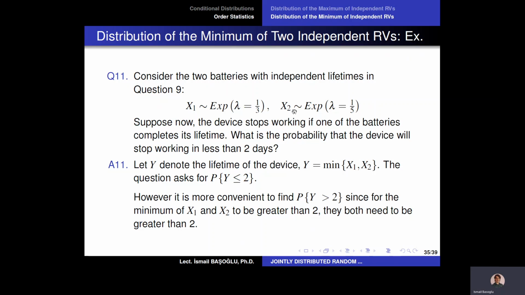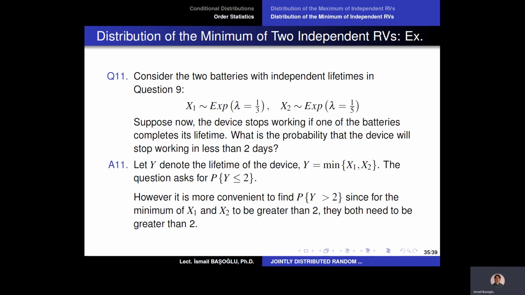And X2, the second battery, has an exponential lifetime with rate parameter 1/5. Now remember, these lifetimes were given in days. So the expected value of X1 is 3 days, and the expected value of X2 is 5 days. So the second battery, with a lower rate parameter, most probably has a higher probability of having a higher lifetime.